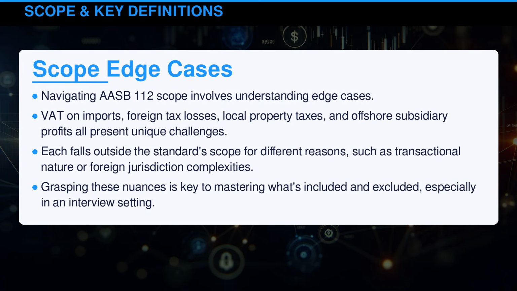Navigating AASB 112 scope involves understanding edge cases. VAT on imports, foreign tax losses, local property taxes, and offshore subsidiary profits all present unique challenges. Each falls outside the standard scope for different reasons, such as transactional nature or foreign jurisdiction complexities. Grasping these nuances is key to mastering what's included and excluded, especially in an interview setting.